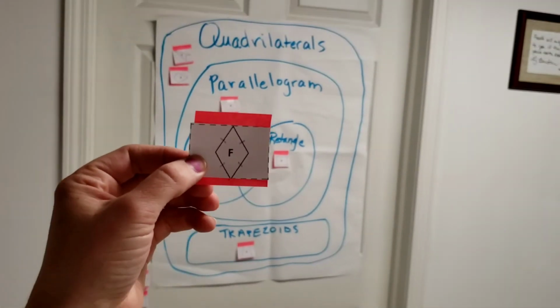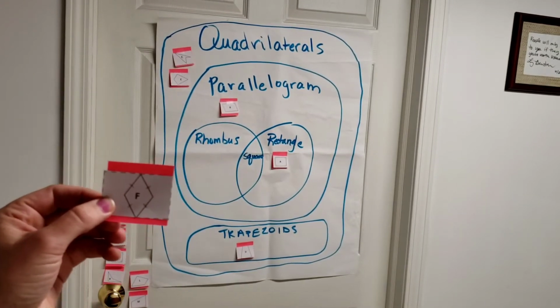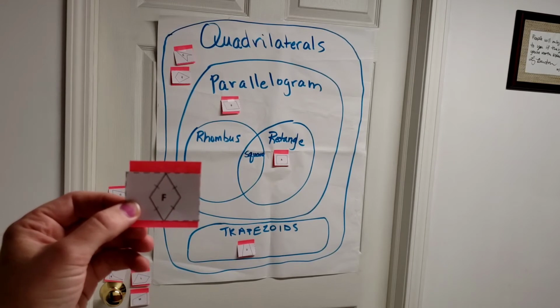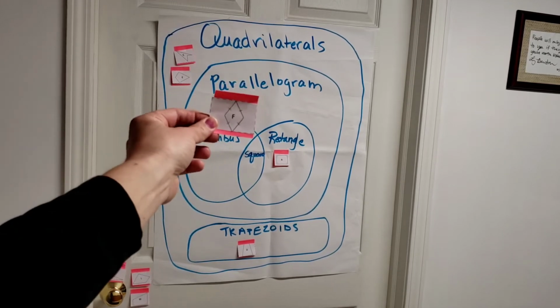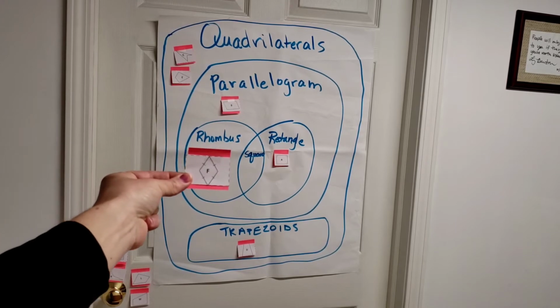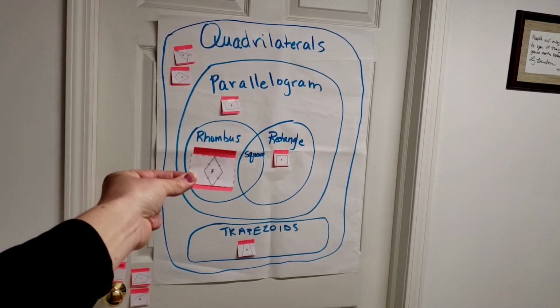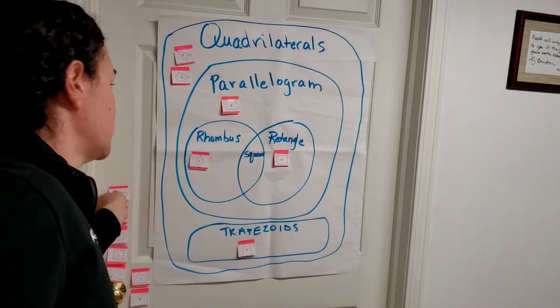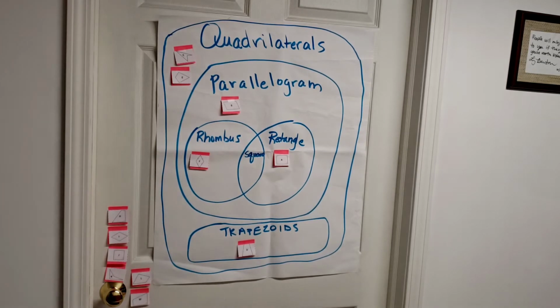So if all sides are the same length on F, and it has 4 sides, but no right angles, what is it? It's definitely a parallelogram, but could it be anything else? Yes, it is a rhombus, because rhombuses are parallelograms with all sides the same length. So F is a rhombus. F is definitely a rhombus.